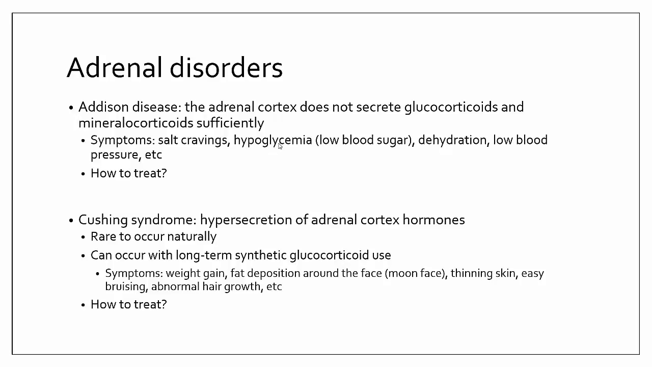Cushing syndrome is the opposite. It's hypersecretion of adrenal cortex hormones. This is very rare to occur naturally, but it often occurs with long-term synthetic glucocorticoid use. So long-term use of prednisone or some other glucocorticoid is actually really dangerous because you are inhibiting protein synthesis and breaking down lipids really rapidly. Symptoms include weight gain, fat deposition around the face. So you actually break down those lipids and you mobilize them and you put them other places. It thins your skin, you get easy bruising, abnormal hair growth.